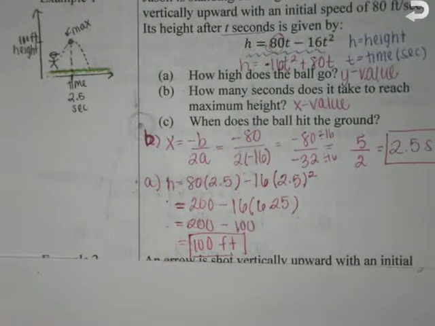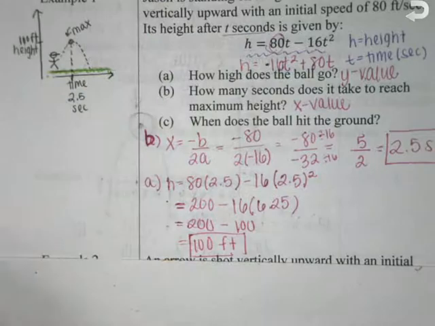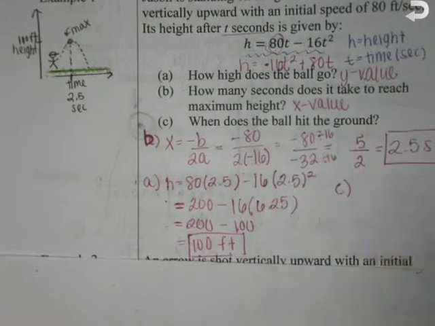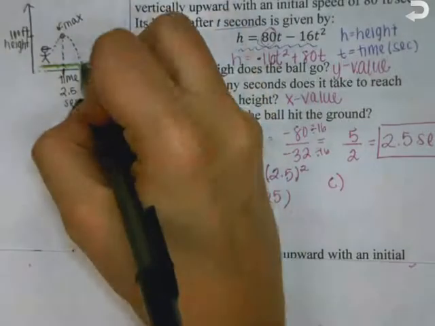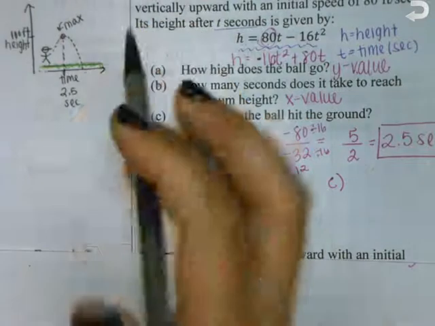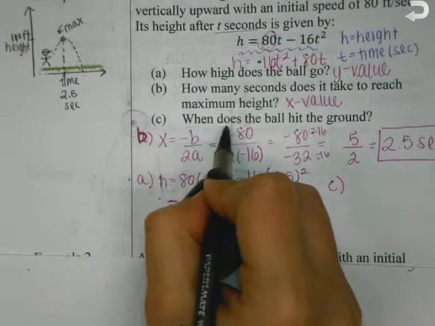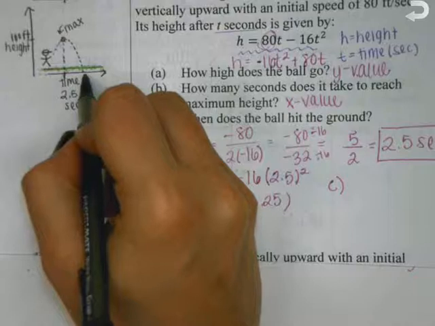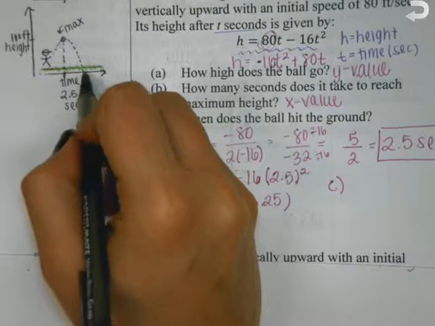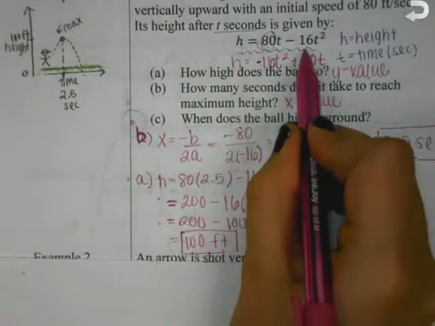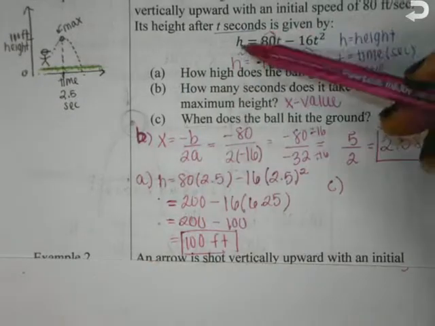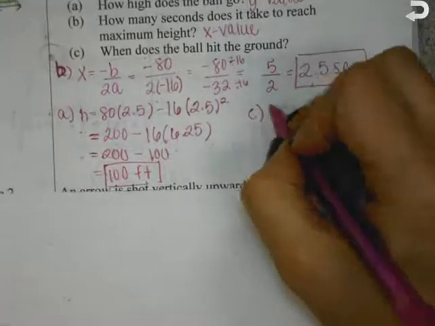Part C is a little bit tricky. Part C says, when does the ball hit the ground? What do I know about when the ball hits the ground? Do I know what time the ball hits the ground yet? No, that's actually what they're asking me. Do I know what the height is at ground level? 0. Height is 0 at ground level. So what do you think we have to do? Take this equation and plug in 0 for h. So we have 0 equals 80t minus 16t squared.